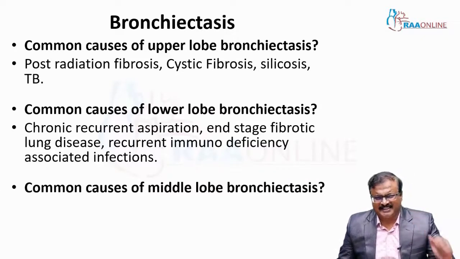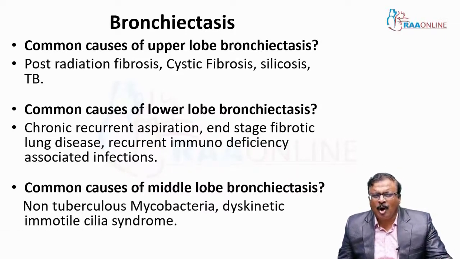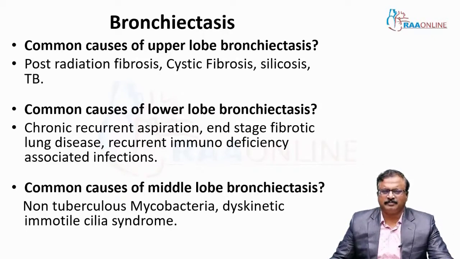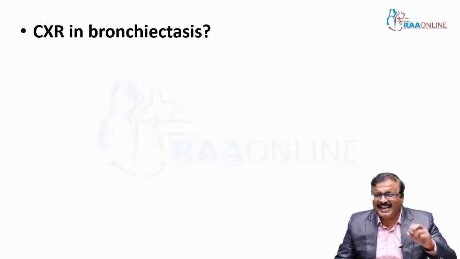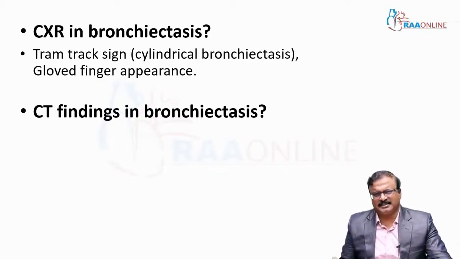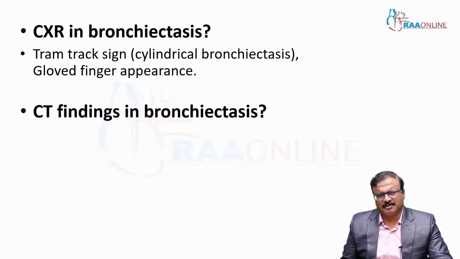Middle lobe bronchiectasis, a specific condition where you see non-tuberculous mycobacteria. Dyskinetic immotile cilia syndrome, middle lobe bronchiectasis. What will be the chest X-ray in bronchiectasis? Tram track sign you get in cylindrical bronchiectasis, and it could be a gloved finger appearance of the dilated bronchi. This is what you see in chest X-ray.